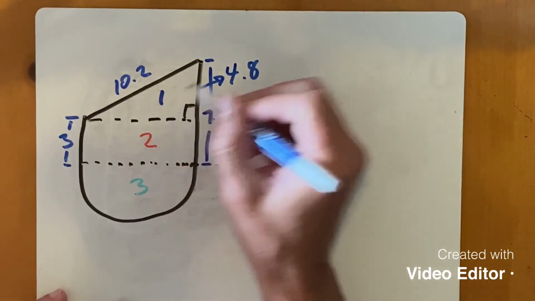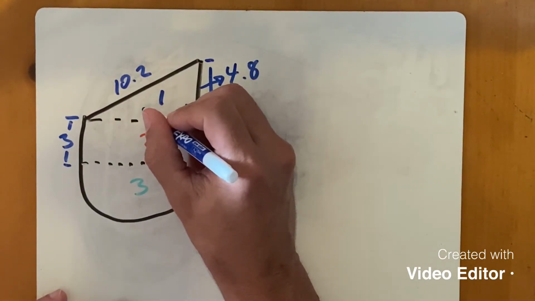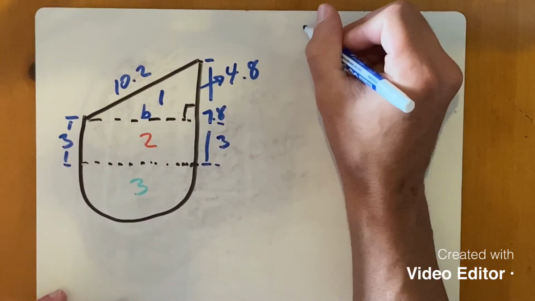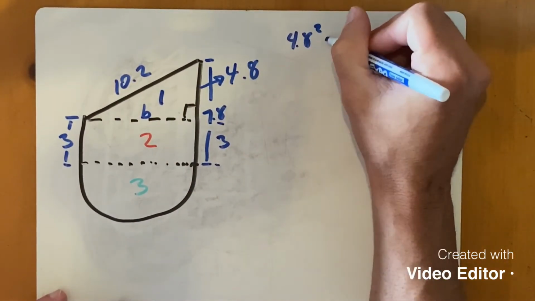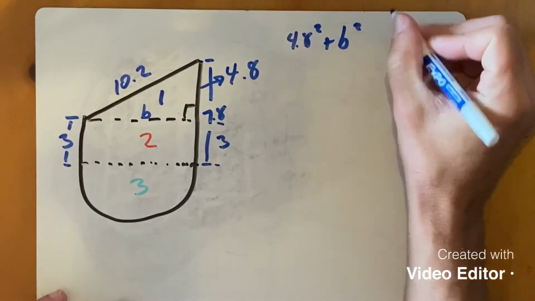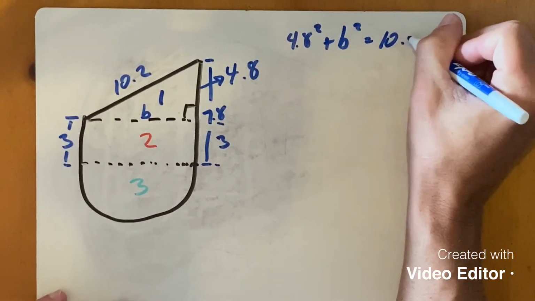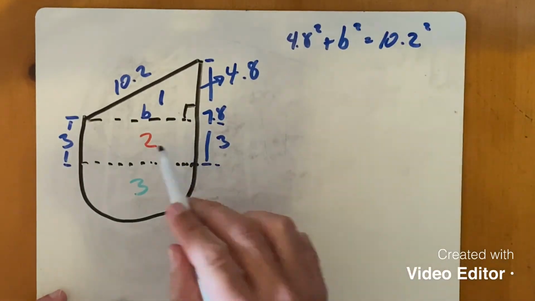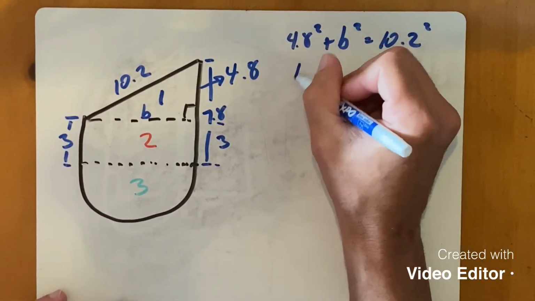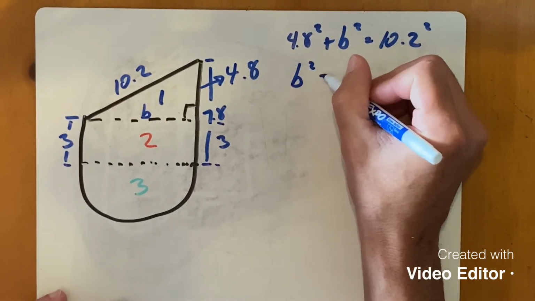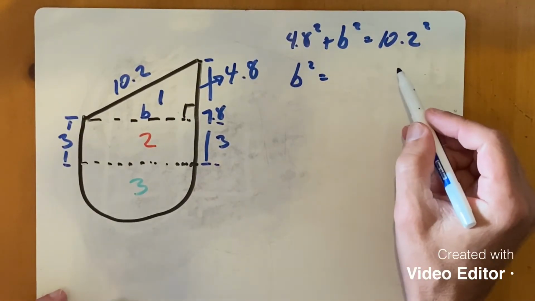All right, so we're going to try and find our base. We'll call that B. Okay, so we're going to do A squared plus B squared equals C squared. Okay, we're using Pythagorean theorem to find the length of that side. All right, so we're going to do B squared equals 10.2 squared.